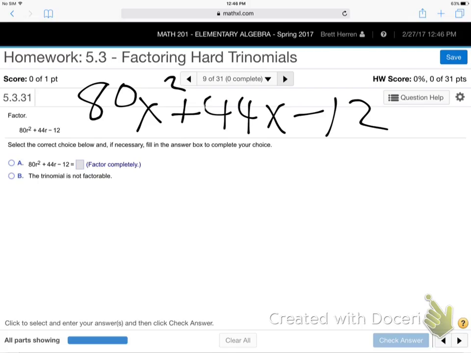So, like we were talking about, what's the first thing you're supposed to look for? This is, by the way, for every factor chart. What's the first thing you're supposed to look for? Now, do they all have a letter? Do they all have an X? Not 12. So there's no letter in common, but there is a number. What number goes into 80, 44, and 12? If you're not sure, use your calculator. It's 4, isn't it? 4 goes into all those.